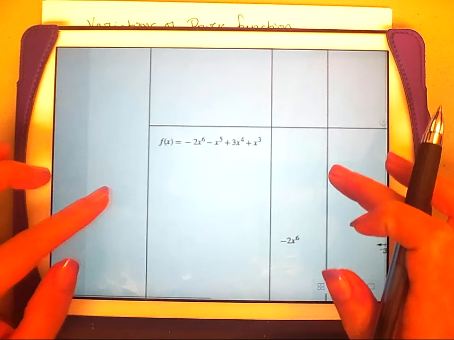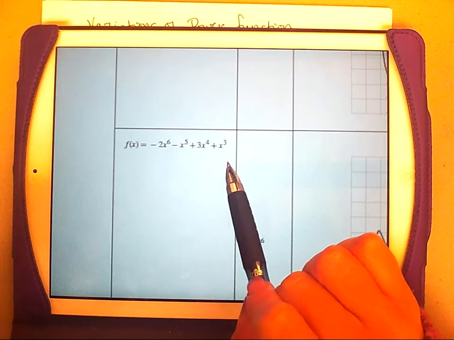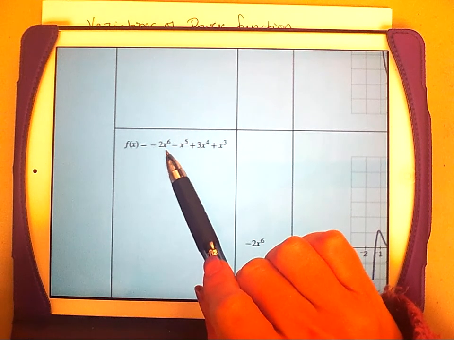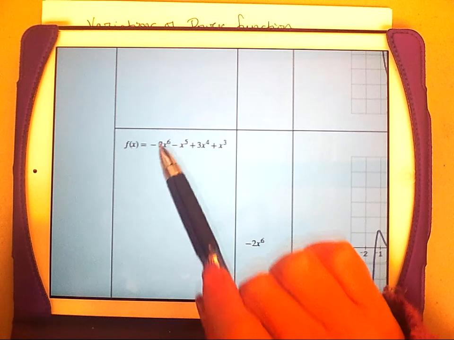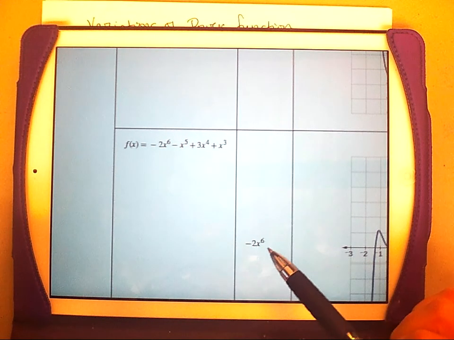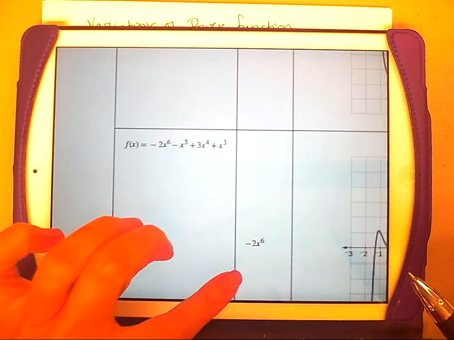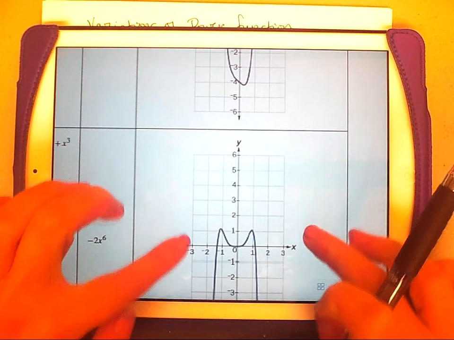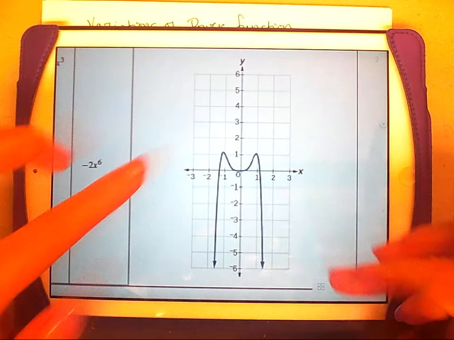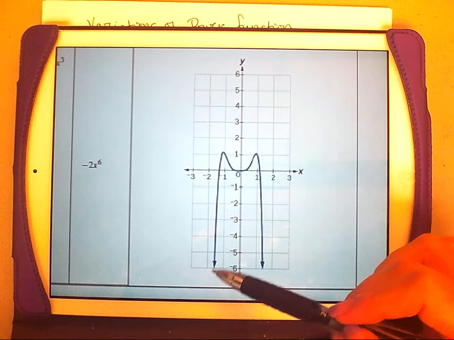Now let's look and see what we have when we have negative x to the sixth. Again, written in descending order, so we varied the leading term. The leading term has a negative coefficient, and x to the sixth power, which is even. So the leading term is negative 2x to the 6th. And when you look at its graph, it has the same end behavior as negative x to the 6th.